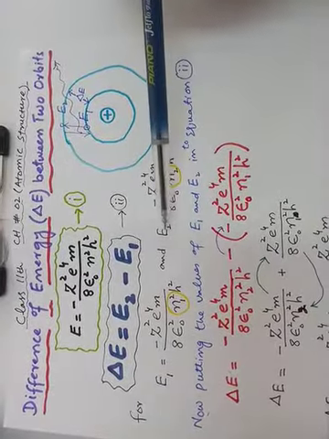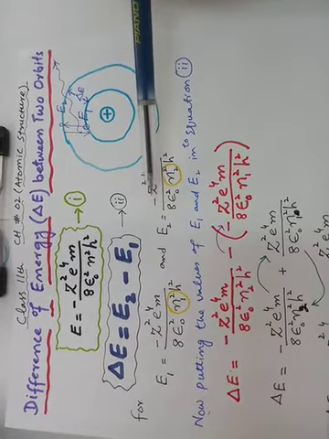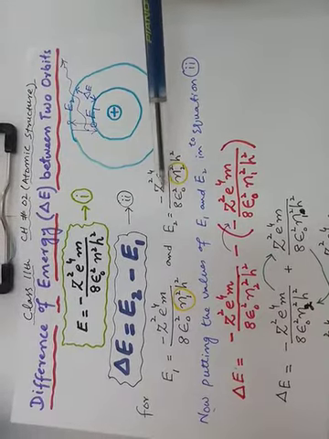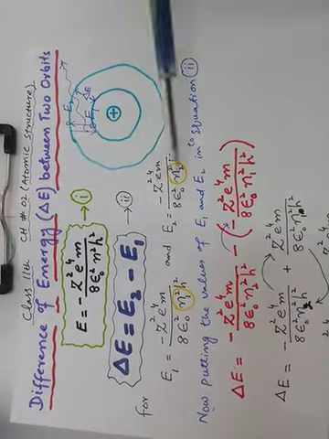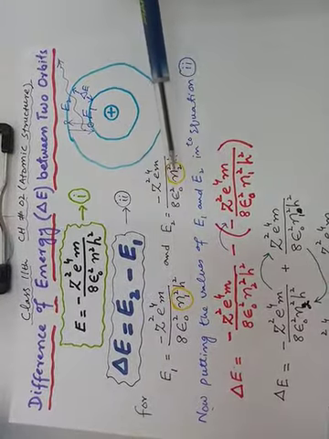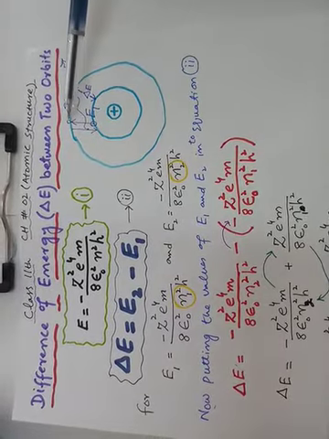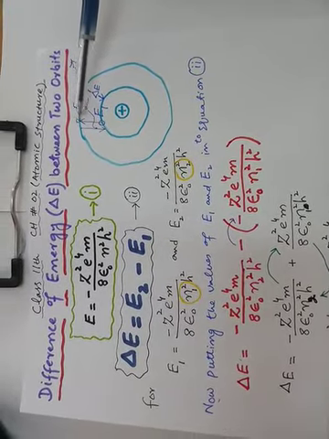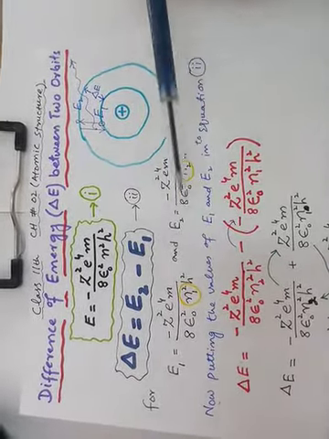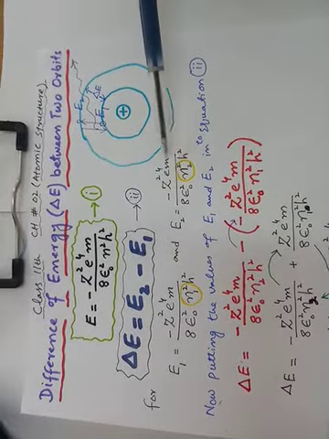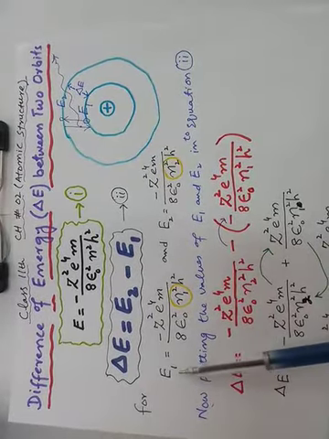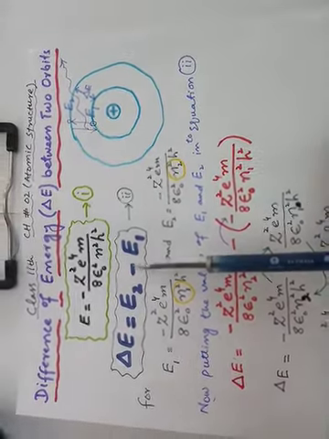Similarly for E2, I have written minus Z square e to the power 4 m over 8 epsilon naught square n2 square h square. This is similar to E1, except here it was n1 square and here it is n2 square. n2 represents the high energy state, that is the excited state. So in these two equations only n1 and n2 differ, while the rest of the terms are constants. Now putting the values of E1 and E2 in equation 2.